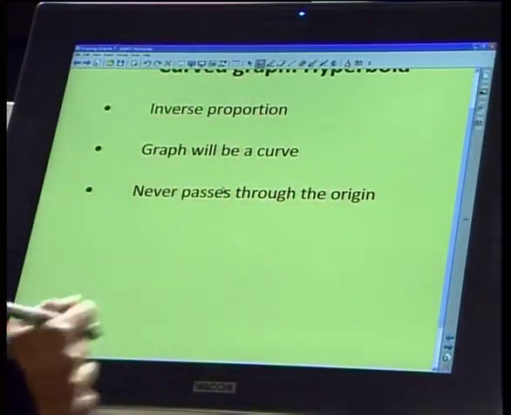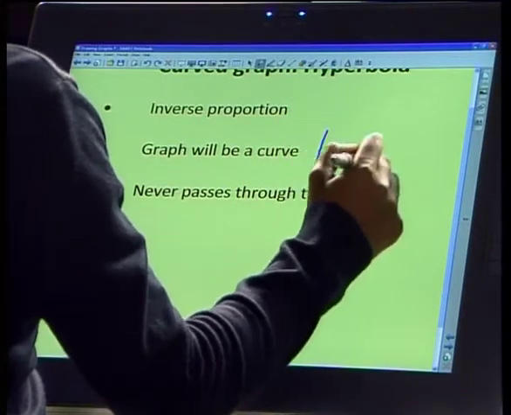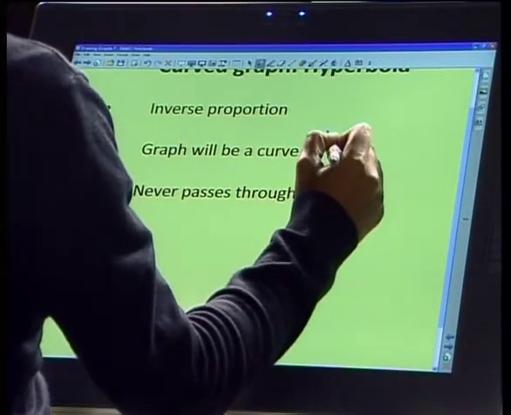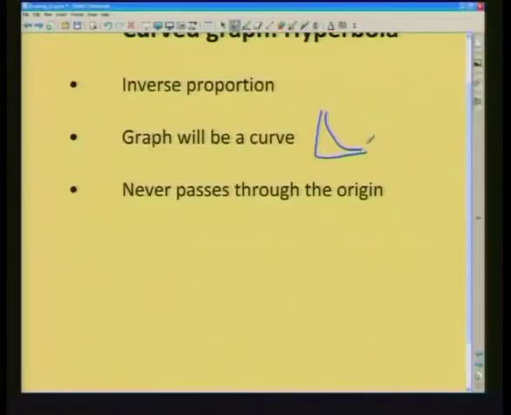The graph that you will look at will always be a curve. Specifically, we are going to look at curves that look like that. So our graphs are always going to be curves, and what it means is that as the value on the x-axis increases, the value on the y-axis decreases.